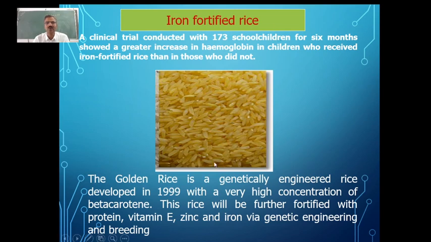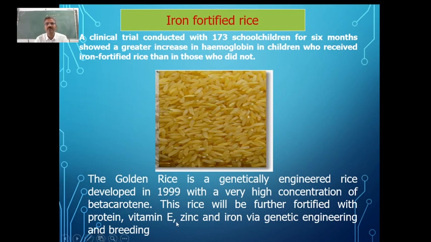Then another major problem we face in the world is anemia. It is because of the less amount of iron in the food items. For providing that, we are going for iron fortified rice. So they have developed this iron fortified rice, which is also called golden rice, because of the color, the appearance. It is rich in beta carotene.